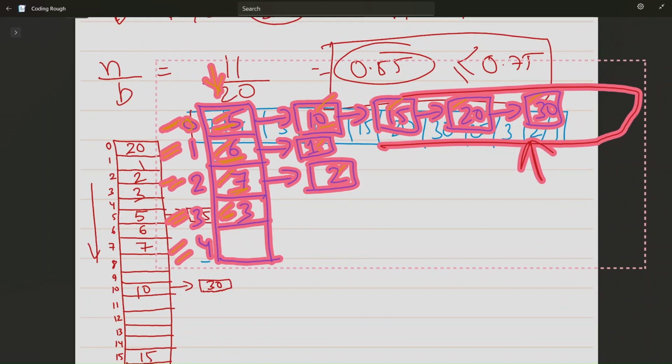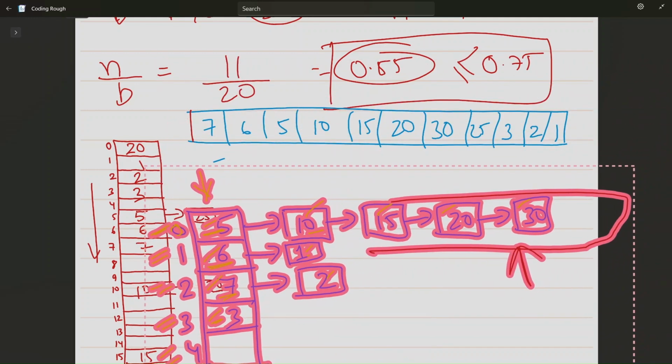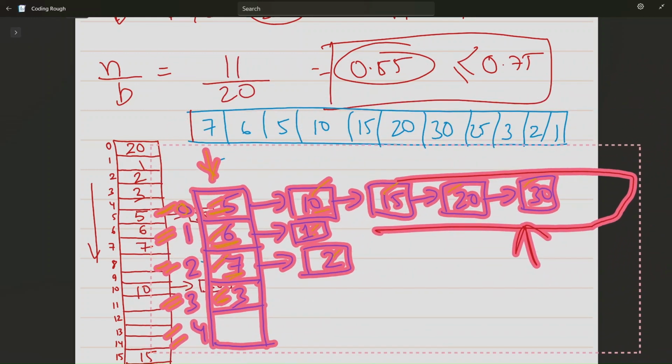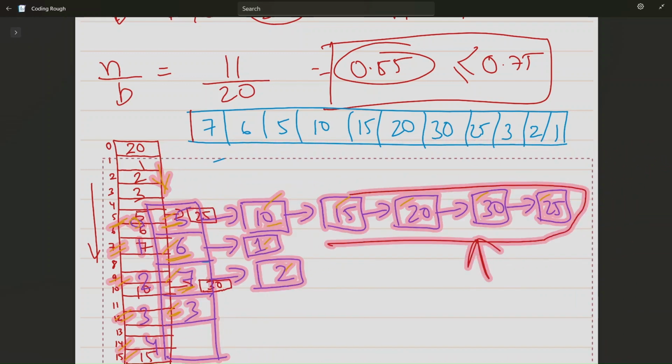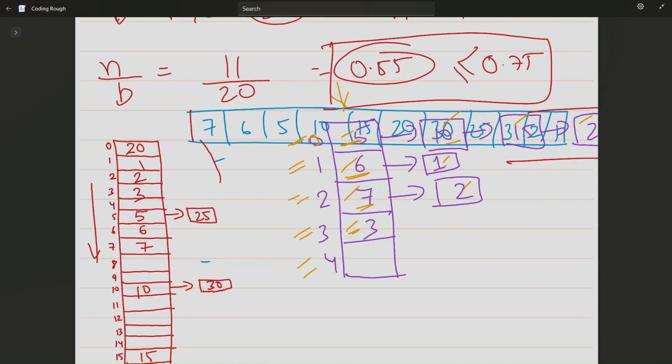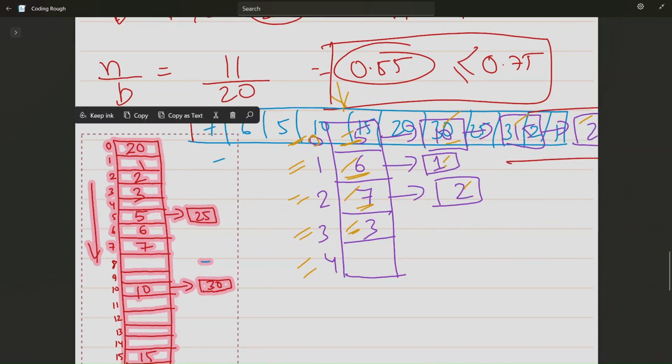The 5 values, 1, 2, 3, 4, 5, were all stored at the index 0. The load was very high. But now if you see, the load is very less. You can see the same values we have stored with very less load. Okay. So that's where hashing comes into the picture.